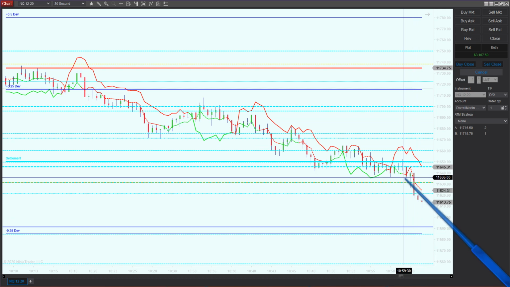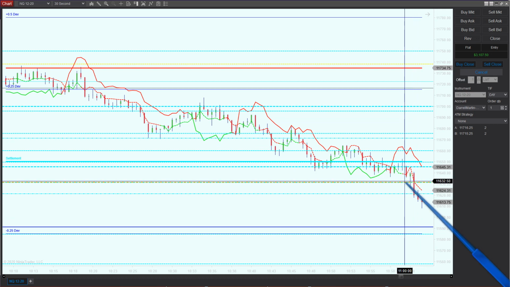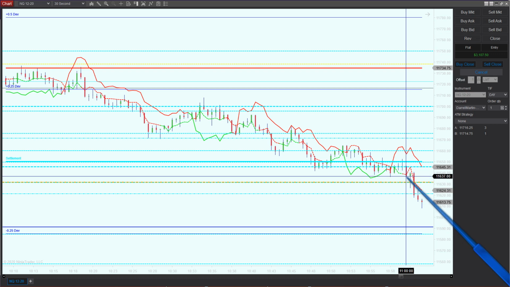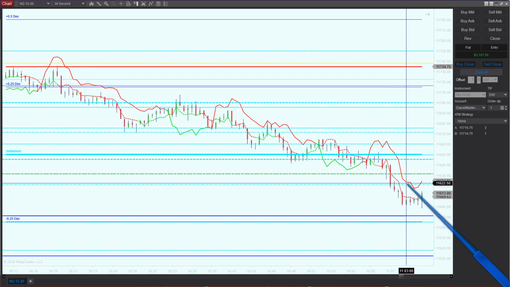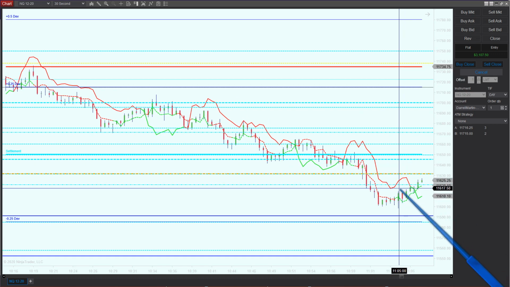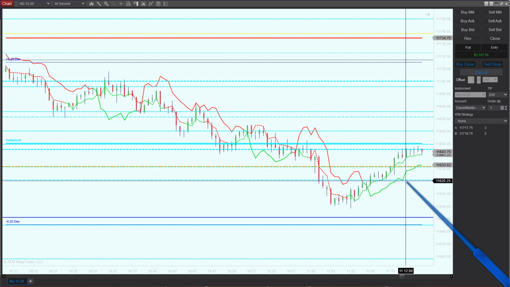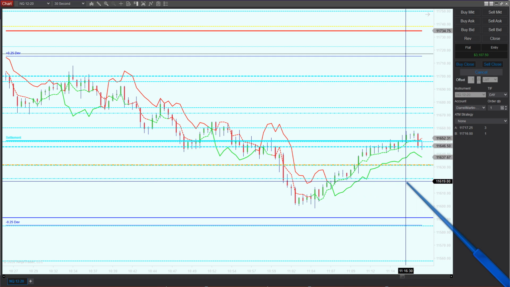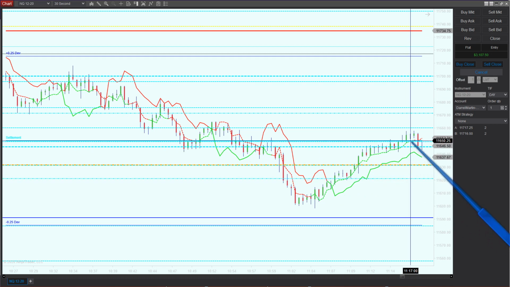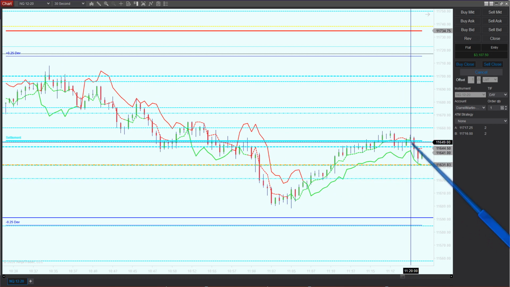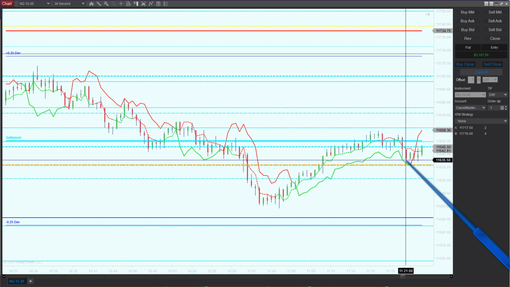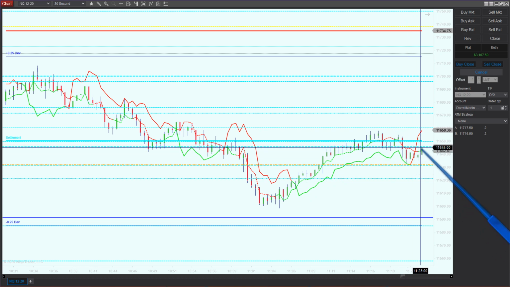We got a short right here, going into a gold level. I'll be a little nervous about that one, but it works out a little bit there. Got a long coming back into that same gold level. Comes up to settlement. Works out. Got a low risk entry. That works out.